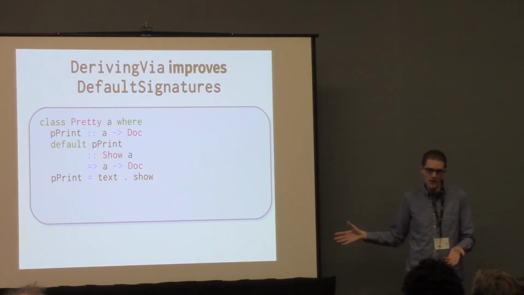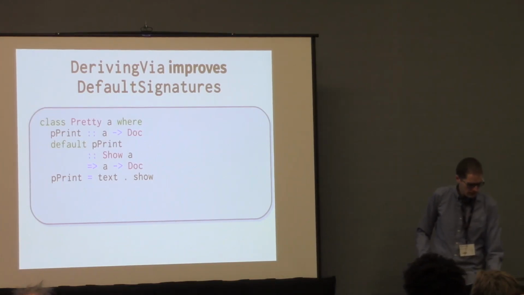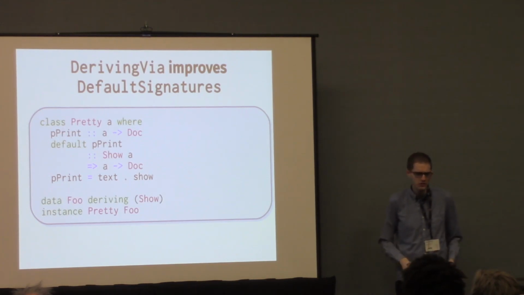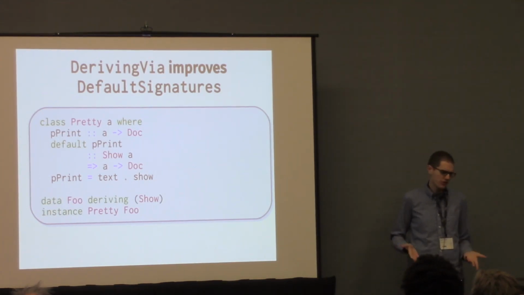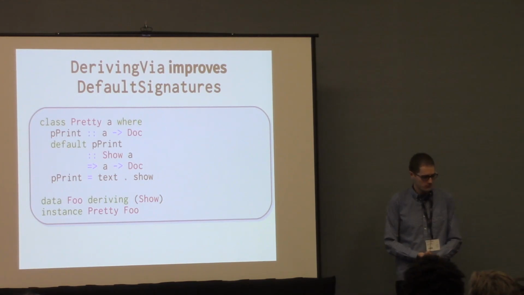Converting it to a string, and then turning that into a document by way of this text combinator. And then to actually use it, all you have to do is come up with the data type of the Show instance, and then simply implement an instance of Pretty Foo without filling in any implementation for pprint, and then GHC will fill in the default for you.